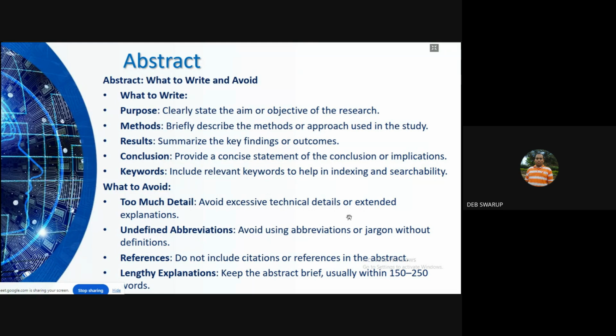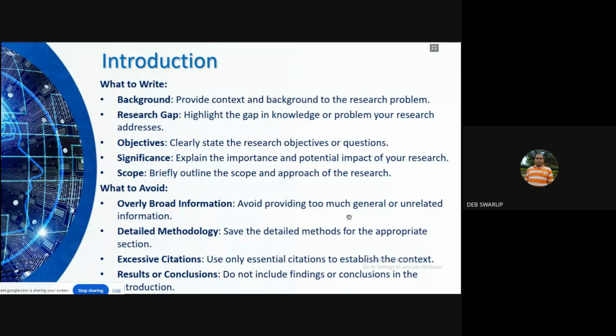Then, okay. The next aspect is references. Abstracts don't have any references or citations. The abstract is just the summary of our own work. So please keep in mind, don't keep any citations or references in the abstract. Then the length of the abstract is around 150 to 250 words. The next part is introduction.